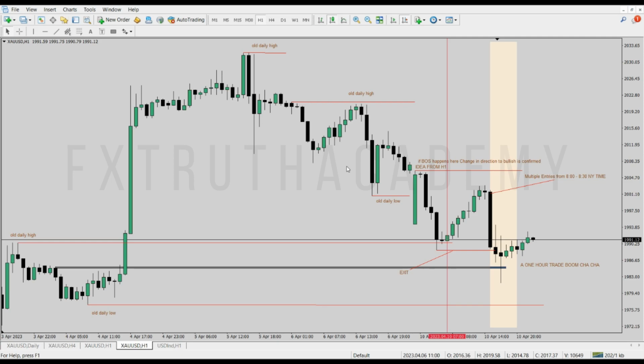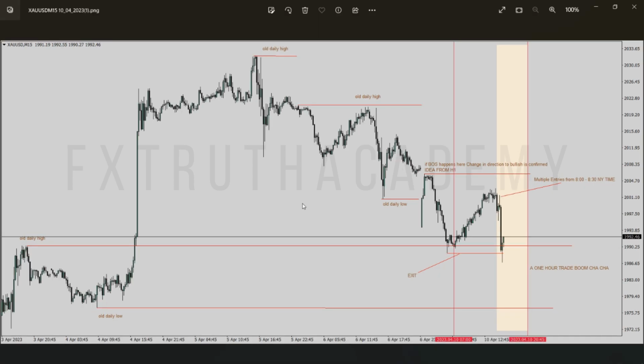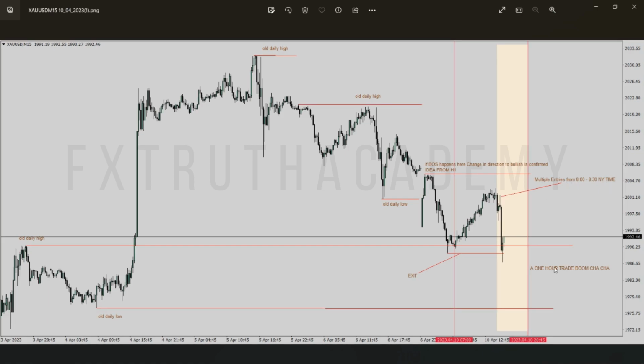So that is what I've been doing, and I promise I'm going to show you the markup of how I had it in real time before this whole price action actually happened. So I'm going to bring up that markup right now. So you can see for yourself on the XAU 15 minutes, this is a screenshot of after I've taken out my profits from the chart. You can see I've already outlined all these old daily low, old daily high, the exit area, the multiple entries I had, and I even wrote a 1 hour trade right here.